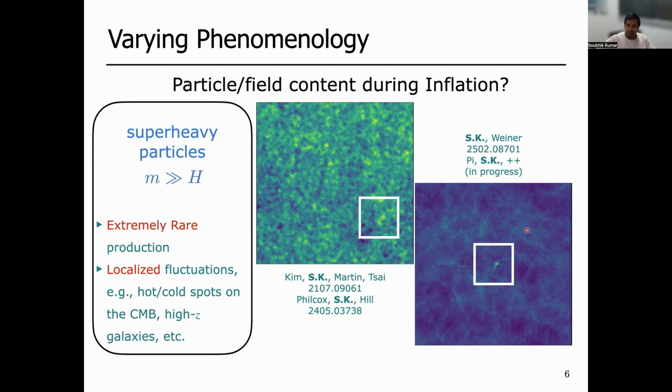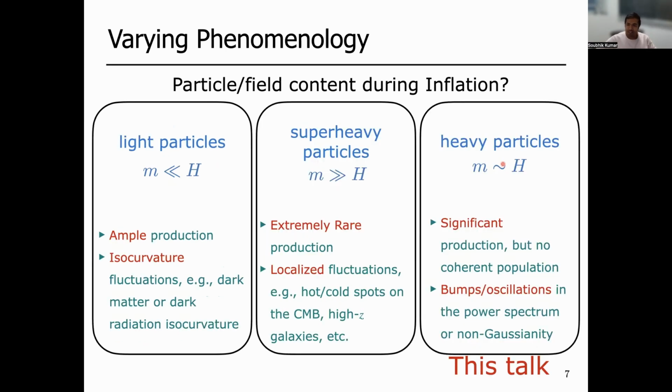Here is how these localized overdensities can affect structure, for example. Here is a seed caused by a very heavy particle that can eventually evolve into a rare galaxy at very high redshift. This is again an N-body simulation snapshot that we are currently working on. In this talk, I'm not going to talk about either of these two possibilities, although I'm very happy to chat about this during the discussion session.